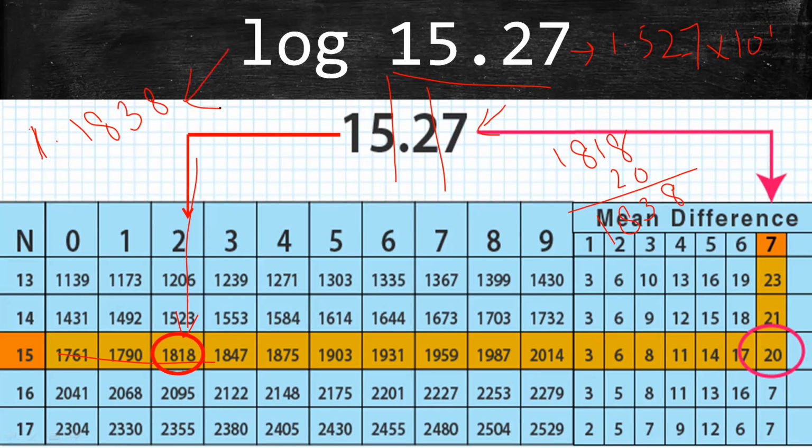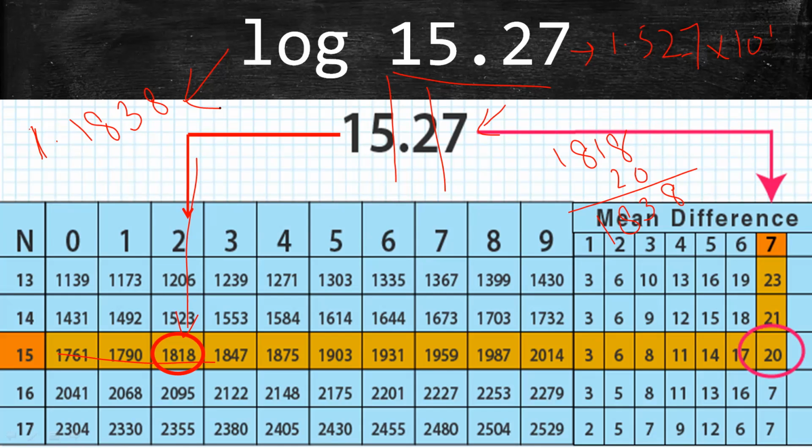So log of 15.27 is going to be 1.1838. If you want to find out log of 152.7, I don't use logarithm now, because 152.7 means 15, 2, 7. We know the log table. Only the characteristic will change, right? For 152.7, 10's power will come as 2. So the log of 152.7 will become 2.1838. So this is how a logarithm value has to be read from the log table.